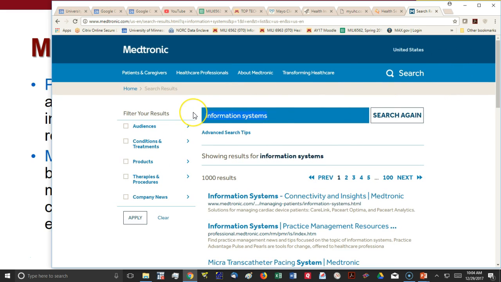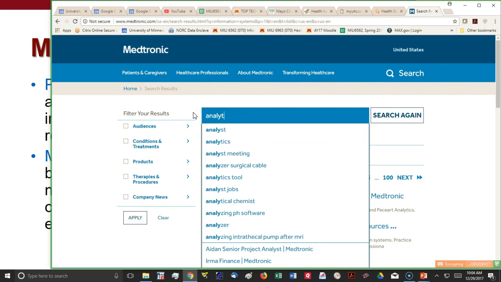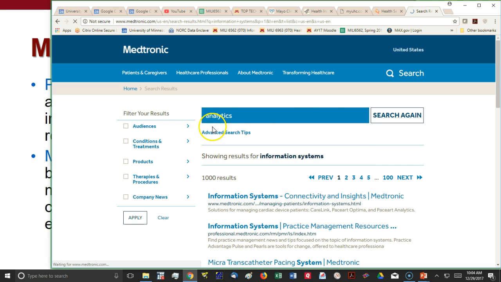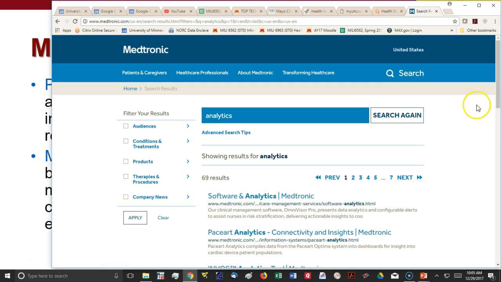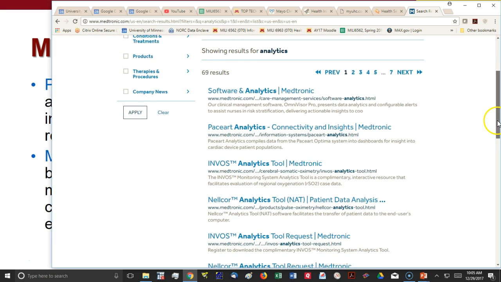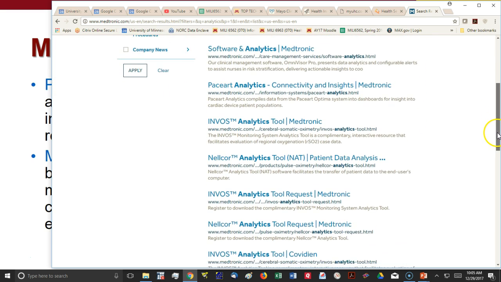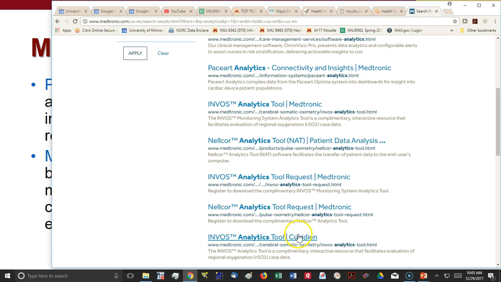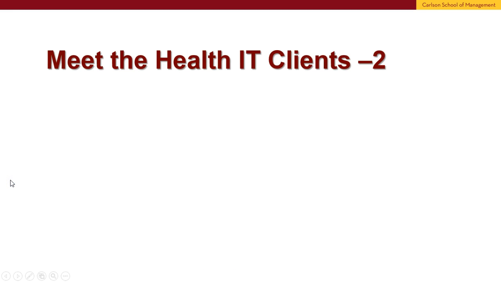If you did something more akin to analytics inside Medtronic, it gets even more interesting when we look at the different connectivity tools they might do with patient data analysis on the components that are in place as well. Other clients.